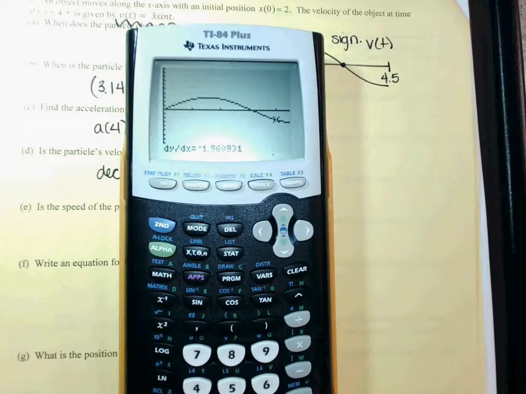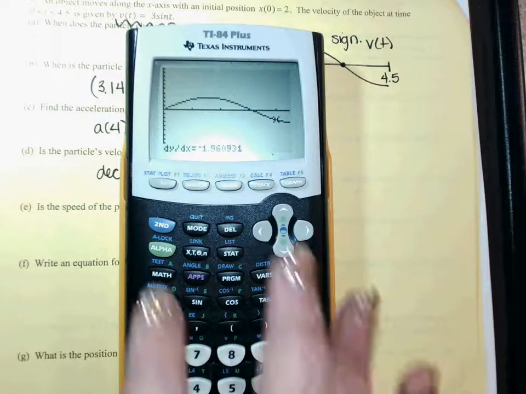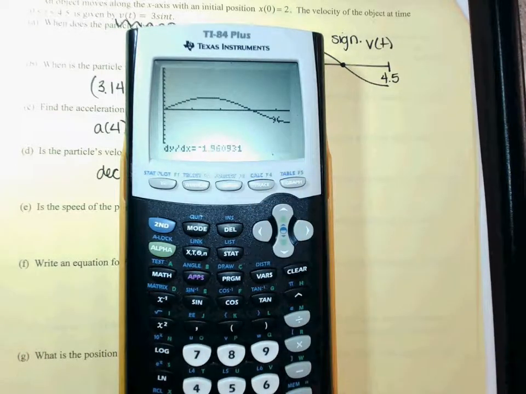Let's say we needed the exact value. We know it's negative because it's below, but how could we find it? Okay, you could do it in the table. That's probably the easiest way. But pretend it was a complicated number not in your table. Hit second quit.